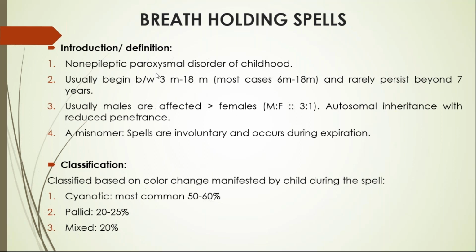We talked in the beginning about the age of onset. So 3 months to 18 months, but usually after 6 months they start. Males are affected more than females, and it is actually involuntary, and it usually occurs during expiration. So mostly they are cyanotic or pallid or mixed. This is classified on the basis of color. So what happens in the breath holding spell?